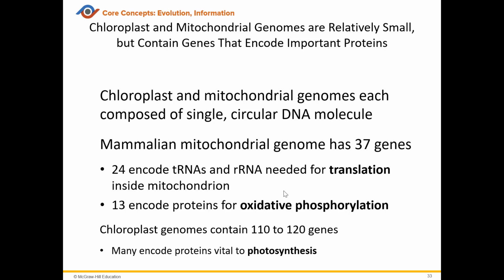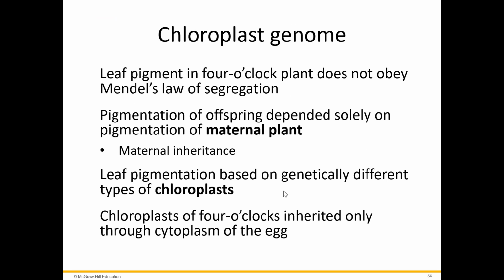The mammalian mitochondrial genome has 37 genes, 24 that code for the RNAs, the tRNAs and the rRNAs, that are needed for the translation of the proteins inside the mitochondrion, and 13 that encode proteins involved in oxidative phosphorylation, which are parts of the carrier molecules in the inner membrane of the mitochondria that are involved in the electron transport chain. The chloroplast genome contains 110 to 120 genes, and they encode proteins that are vital for photosynthesis.